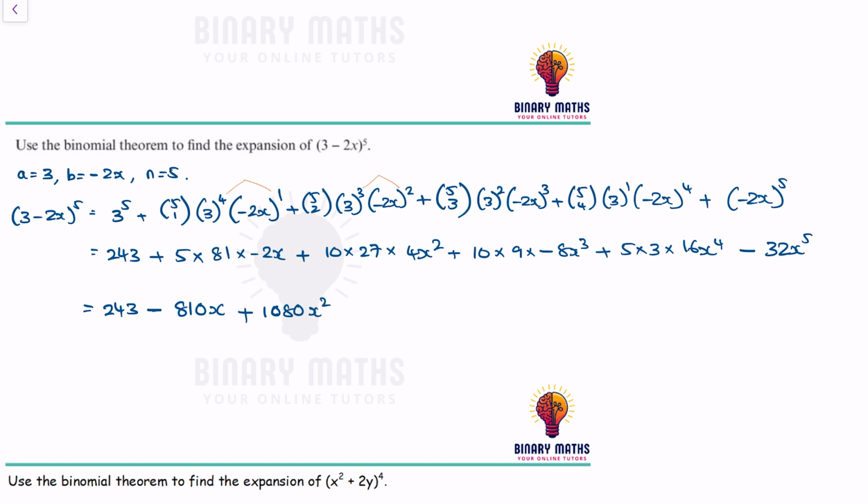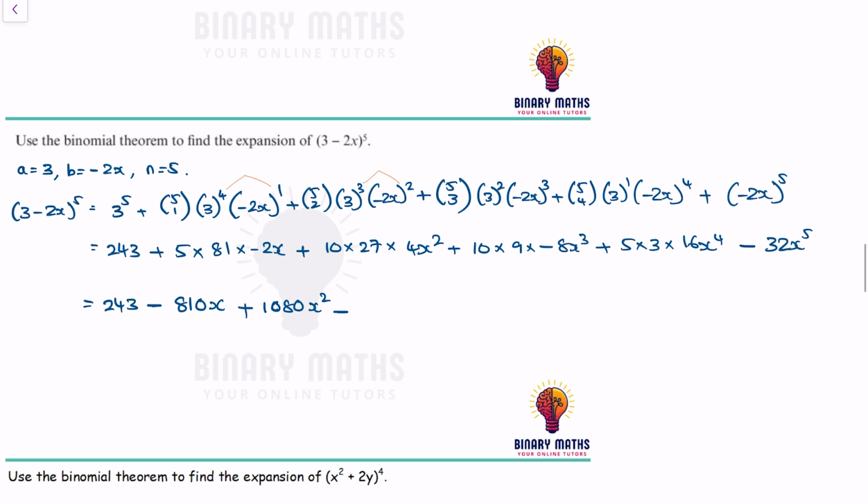Next term is 10 times 9 times minus 8, so it's going to be minus, and there's an x cubed present, so I get minus 720 x cubed. Next term is 5 times 3 times 16 x to the power of 4, which is going to be 240 x to the power of 4. And the last term is minus 32 x to the power of 5. Look at the signs in between the terms. It's alternating from subtract and add because obviously we're expanding 3 minus 2x to the power of 5, so it is alternating. So make sure your signs are alternating as well.